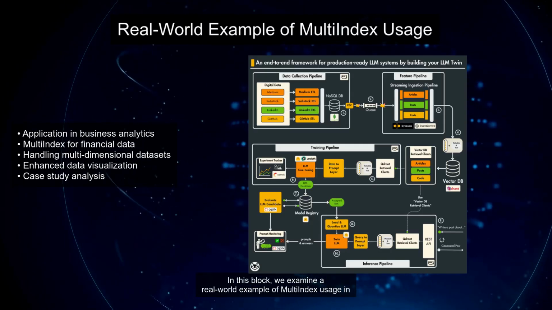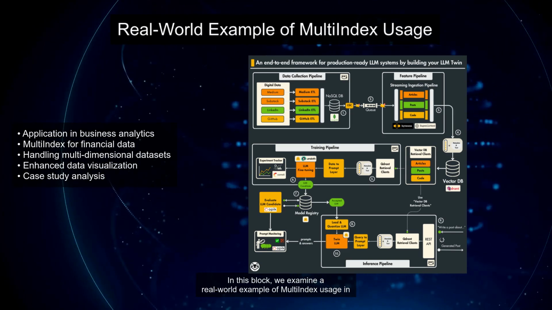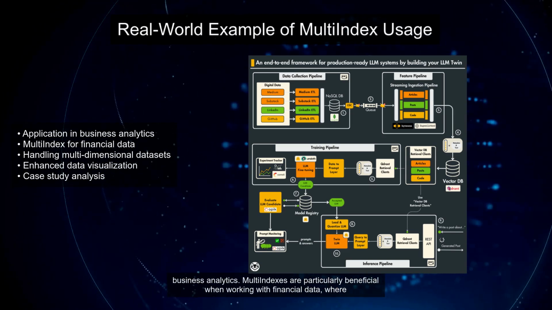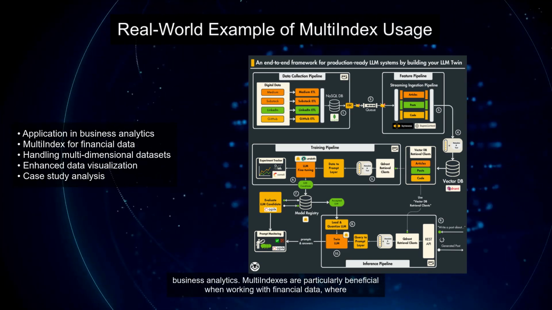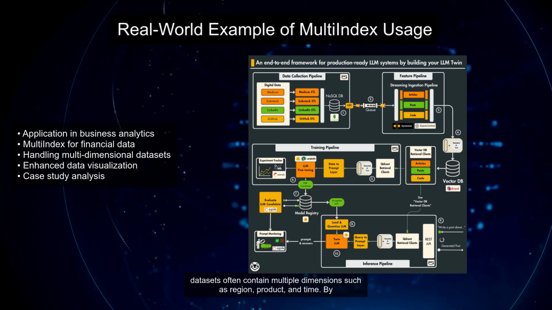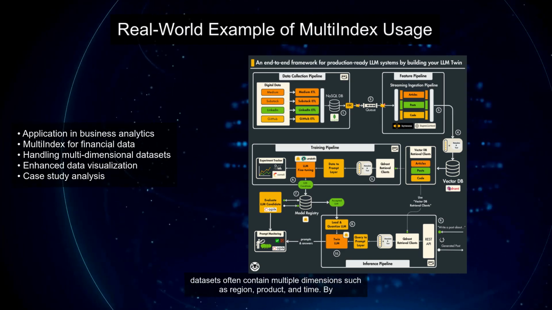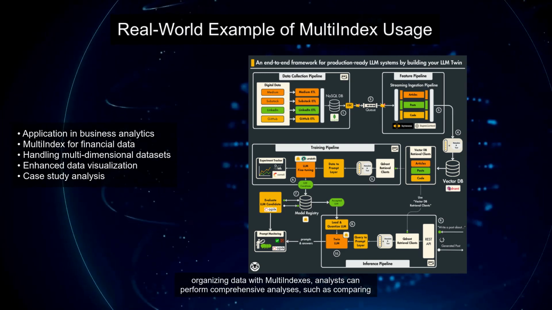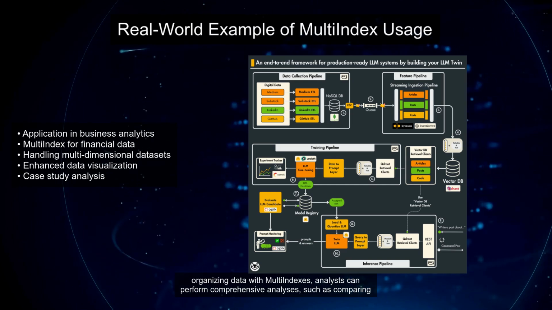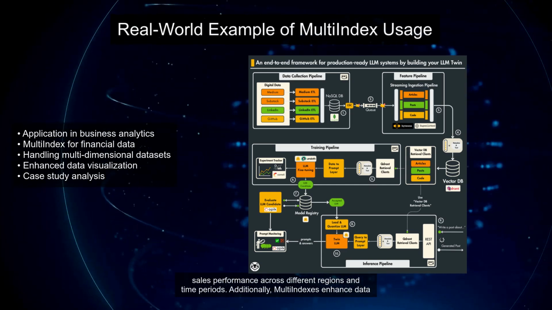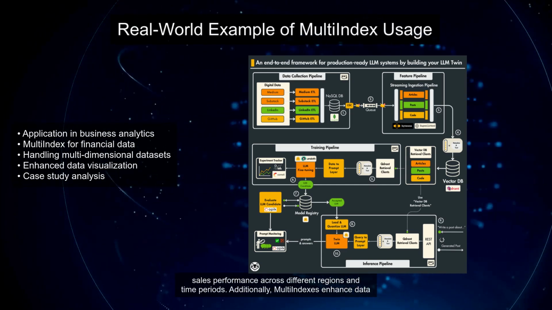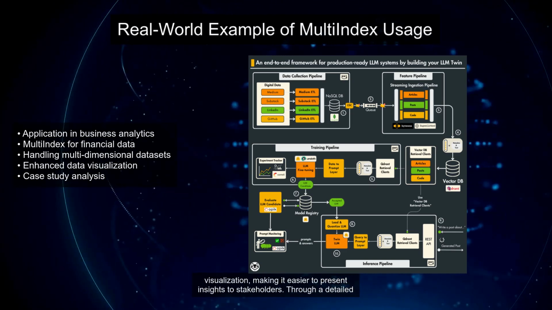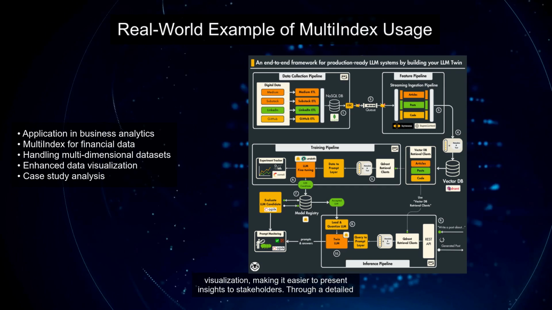In this block, we examine a real-world example of multi-index usage in business analytics. Multi-indexes are particularly beneficial when working with financial data, where datasets often contain multiple dimensions such as region, product, and time. By organizing data with multi-indexes, analysts can perform comprehensive analyses, such as comparing sales performance across different regions and time periods. Additionally, multi-indexes enhance data visualization, making it easier to present insights to stakeholders.